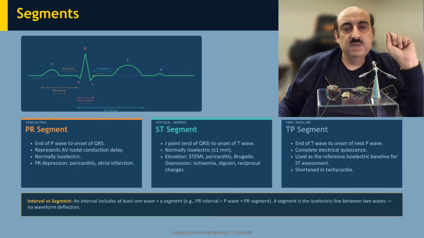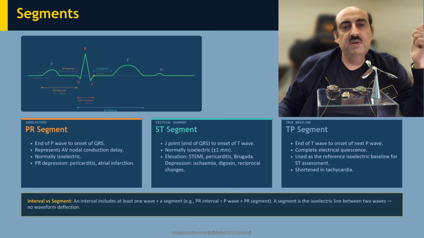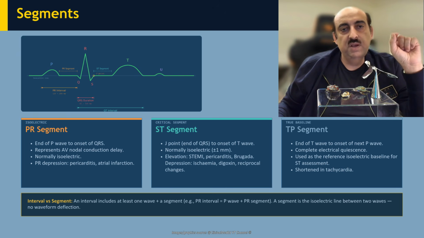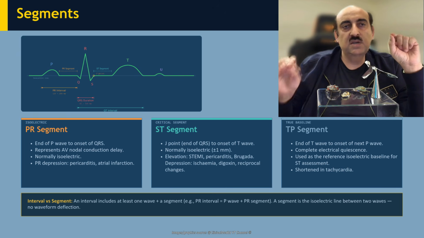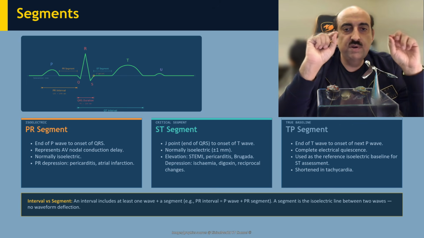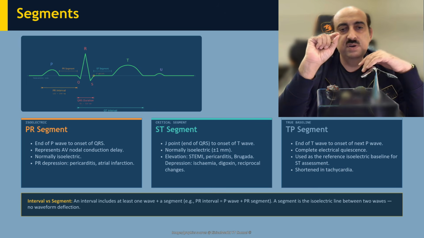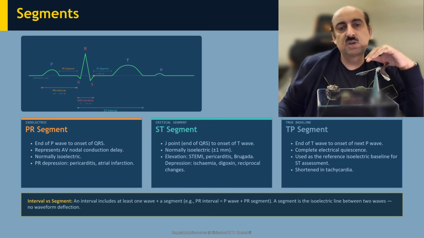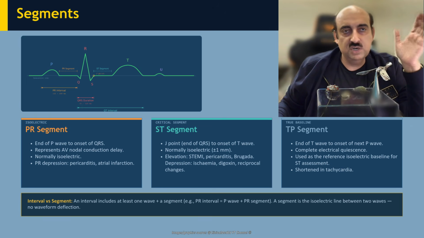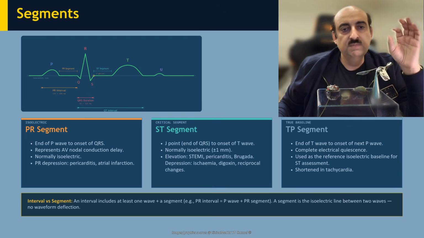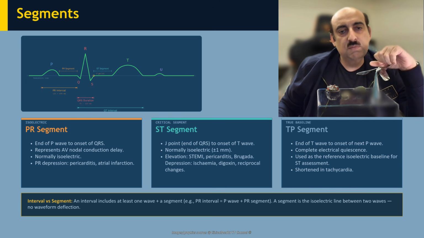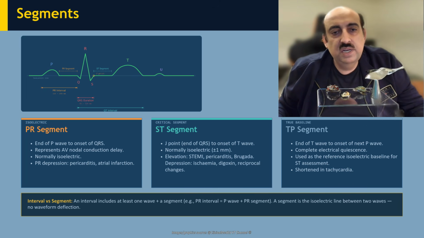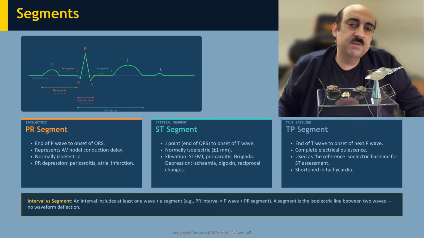Coming on to segments, this is important. So we had waves, then complexes, and now we are talking about segments. Segments are the connecting points between 2 different complexes or 2 different waves of the ECG. So you have the PR segment. Remember, we are not talking about the PR interval. The PR interval was from the start of the P wave to the start of the QRS. Here the PR segment is from the end of the P wave to the start of the QRS complex, and this reflects the AV nodal conduction delay, and it should be isoelectric.